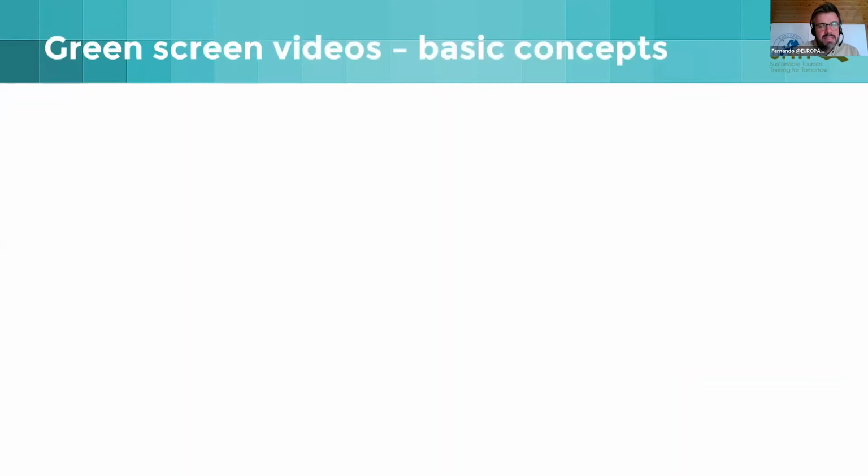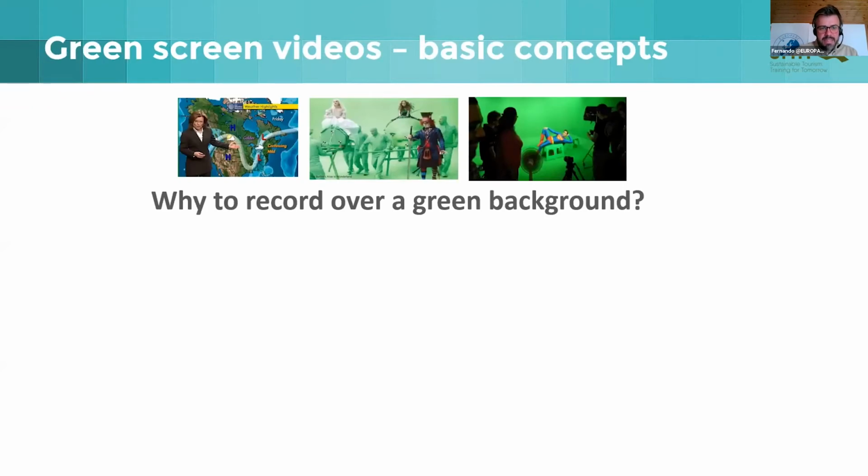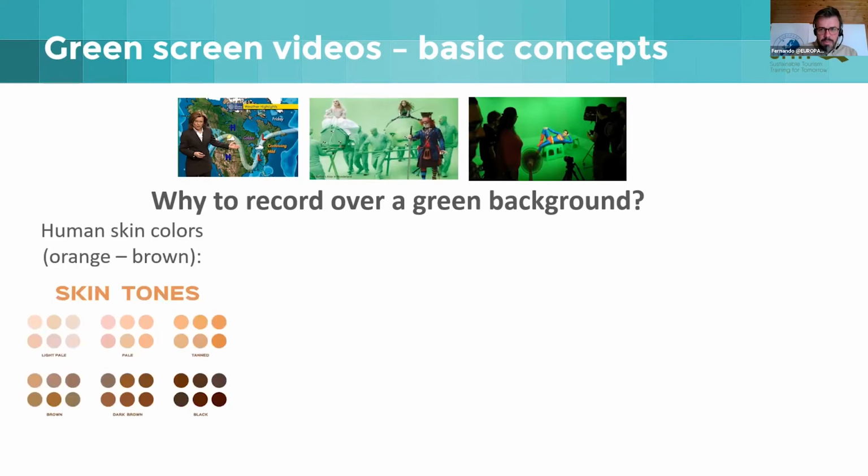Okay, green screen video basic concepts. I'm sure you have heard and seen, for example, in the weather forecast, how they do that, or in cinema, why they are recording everybody with a green background. We record over a green background because we want to record only, for example, the speakers, and then we can change the background. We can put whatever we want. In the case of the weather forecast, the lady has been recorded over a green screen, but she has the actual weather map behind her. Okay, why do we do this?